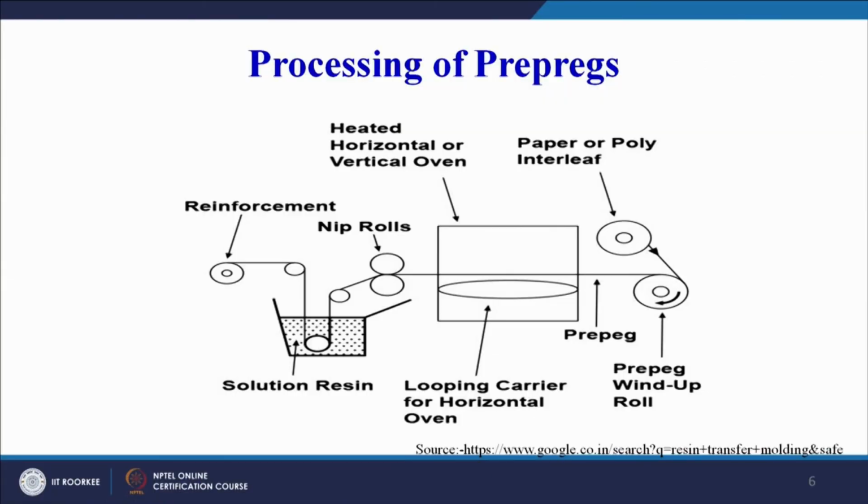Now this is the basic diagram on your screen, the processing of prepregs. Let us try to see it one by one. In every process, our major objective is to combine the fiber and the polymer together. Here we see the fiber, the reinforcement, is coming from this creel, then it is dipped in the resin, so it carries the resin along with it. These are the guide rolls. Then it goes into the nip rolls. The objective of the nip rolls is to remove the excessive resin that is traveling with the fiber. Then it goes into a heated horizontal or vertical oven.